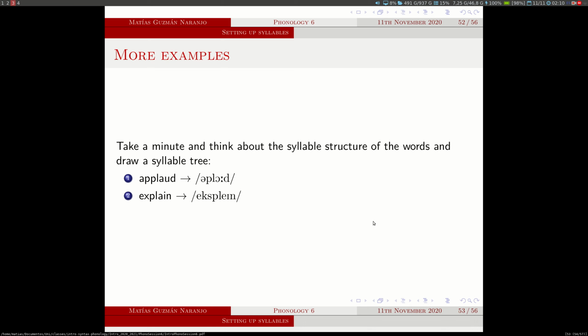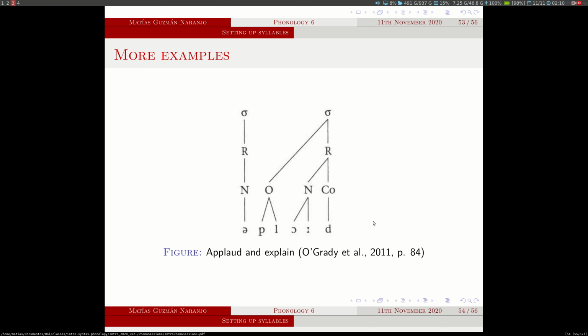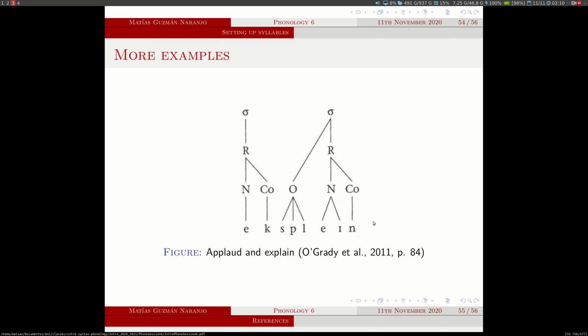Another exercise: try to do syllabification of these words. Applaud and explain. So here it is, applaud, and here is explain.